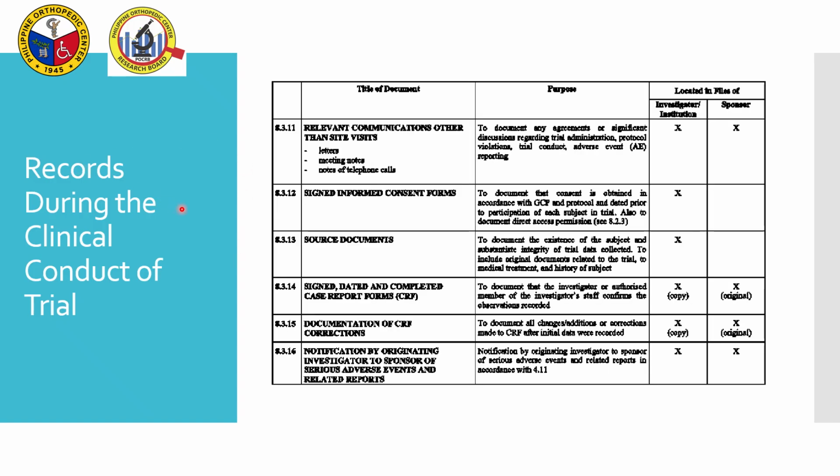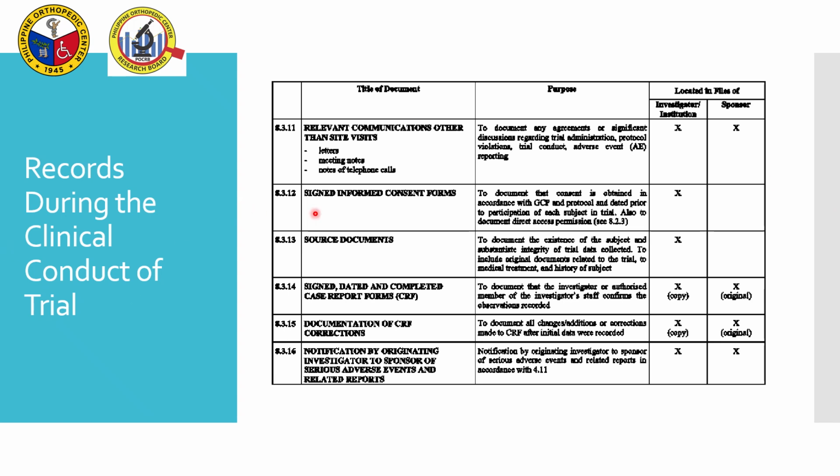Another record during the clinical conduct of a trial is the relevant communication other than site visits. This includes your letters, meeting notes, and log of telephone calls, to document any agreements or significant discussions regarding trial administration, protocol violations, trial conduct, or adverse event, or AE, reporting. Both the investigator or institution and the sponsor are required to maintain these reports.